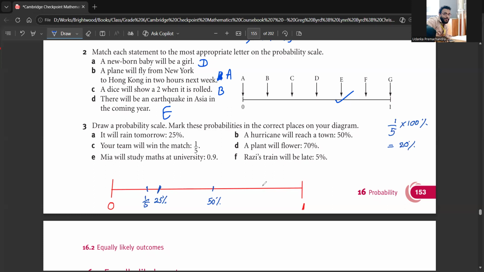70% here, 50 in between, 75 here, 70%. 0.9: if you multiply with 100, it's 90%. Here 0.9, 90%. 5% is a lower percentage like this. Clear? You can draw like this according to the probability scale. On the probability scale, you can draw like this. You can think with percentages, anything. You can follow on. Yes.